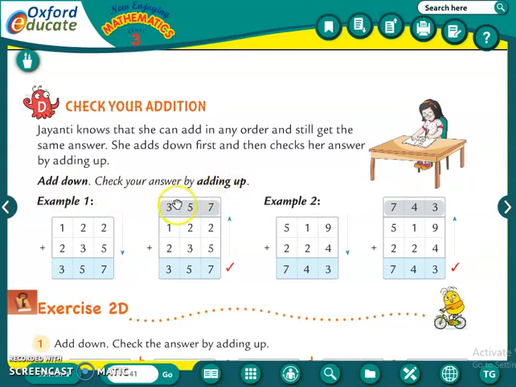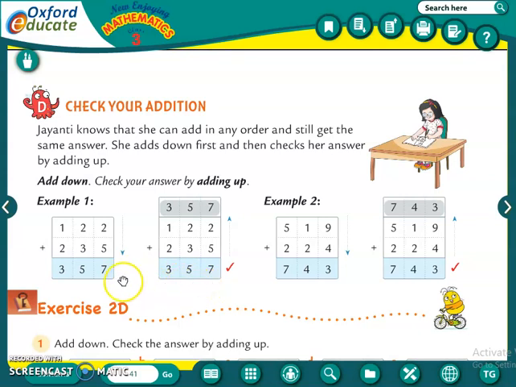See, whenever we are doing addition, how are we doing it? For example, 122 plus 235. This is the sum. We are starting at the ones place and adding 2 plus 5 is equal to 7. Same way, 2 plus 3 is equal to 5 and 1 plus 2 is equal to 3. Now this is the answer, and if we want to check whether it is correct or not, then we will add up.